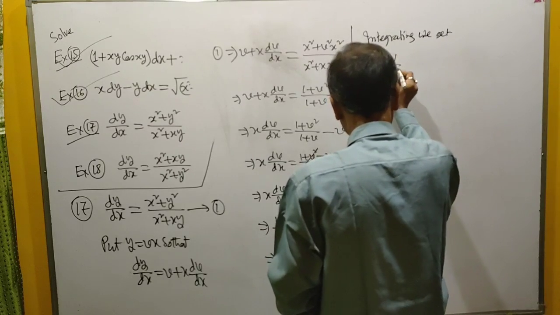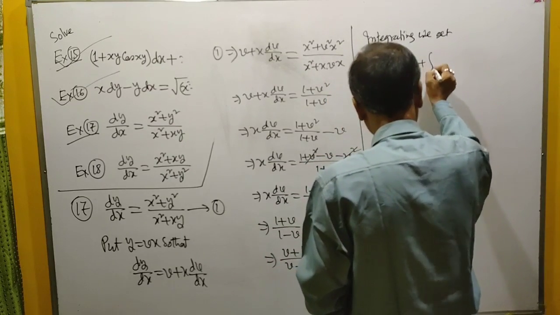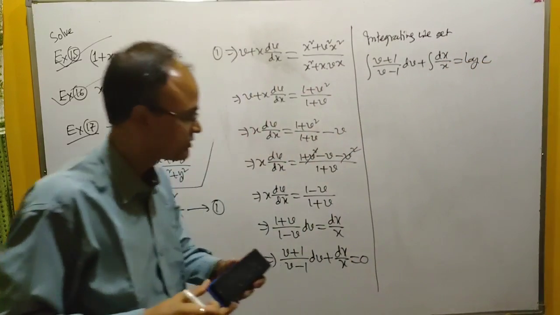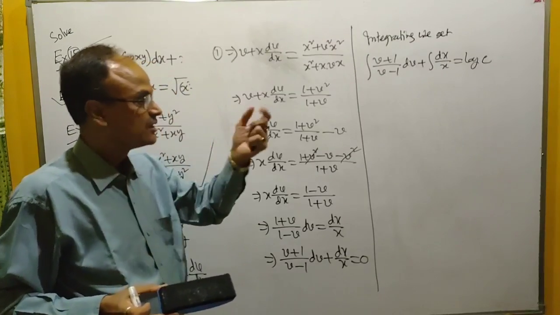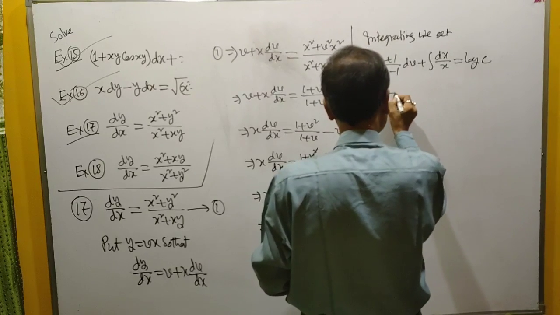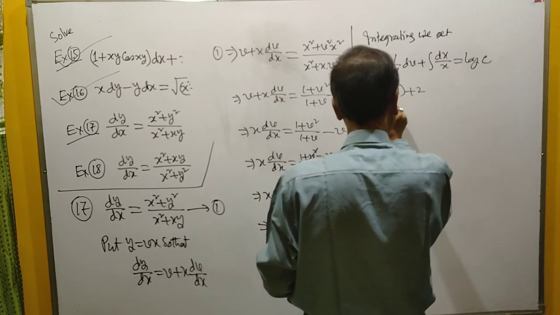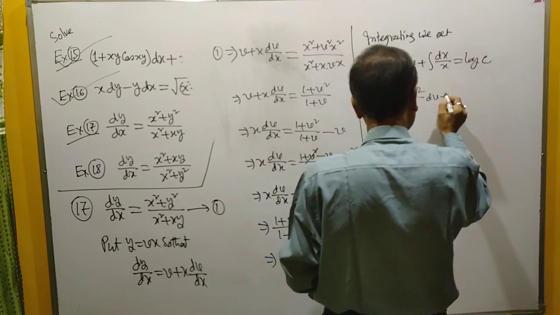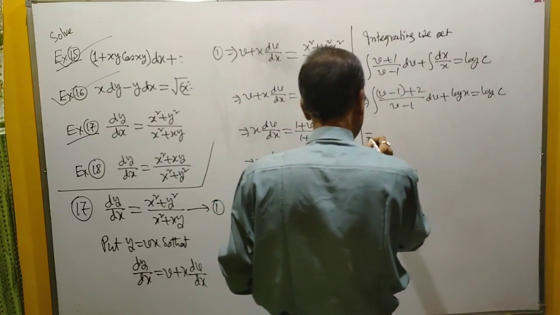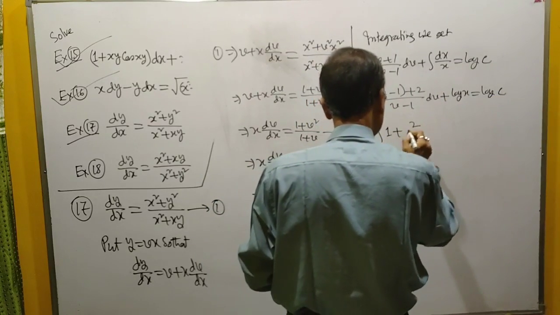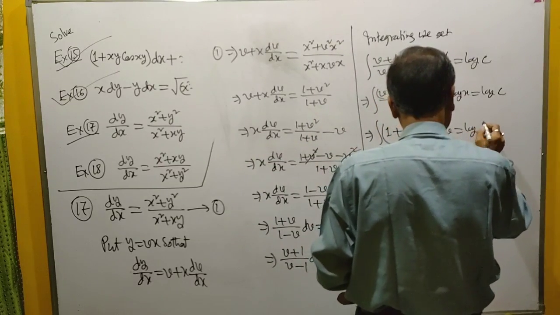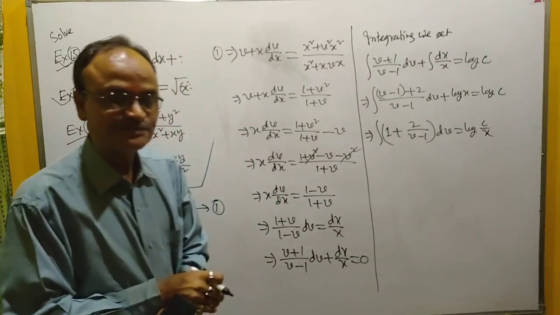(v+1)/(v-1) dv plus integration dx by x equal to log c. Log c is the constant of integration. Now, you may write (v - 1 + 2)/(v - 1) dv plus log x equal to log c. Or you may write (1 + 2/(v - 1)) dv equal to log of c by x. You may write like this also.